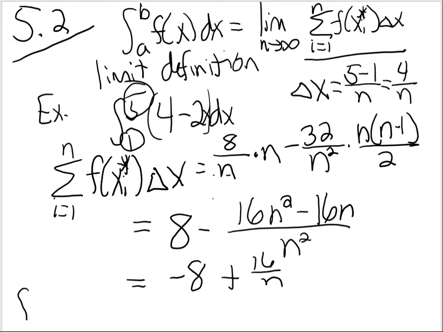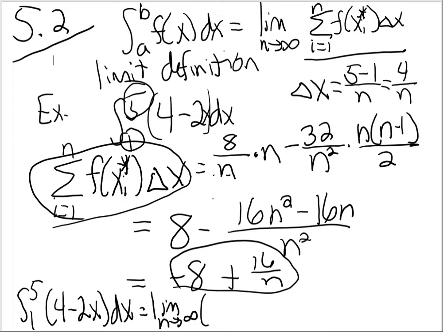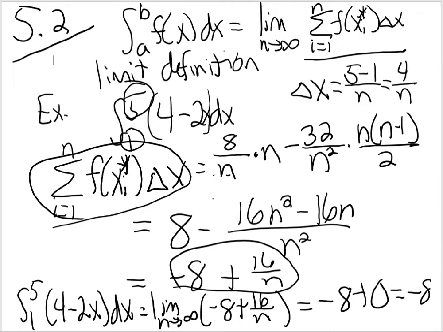So then, to find this integral, what we do is we take this limit as n goes to infinity, because we know the sum is equal to negative 8 plus 16 over n, that is what we're taking the limit of. Well, the first term is negative 8, plus the second term, as n goes to infinity, 16 over n goes to 0, so we get negative 8 as our answer.